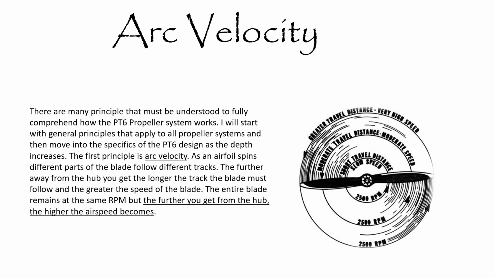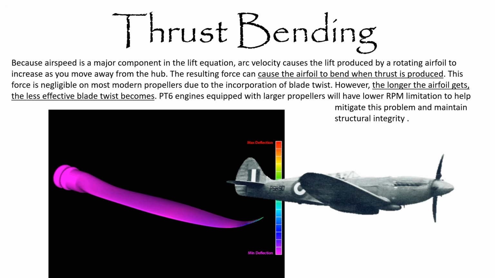As an airfoil spins, different parts of the blade follow different tracks. The further away from the hub you get, the longer the track the blade must follow, and the greater the speed of the blade. The entire blade remains at the same RPM, but the further you get from the hub, the higher the airspeed becomes. Because airspeed is a major component of the lift equation, arc velocity causes the lift produced by a rotating airfoil to increase as you move away from the hub.